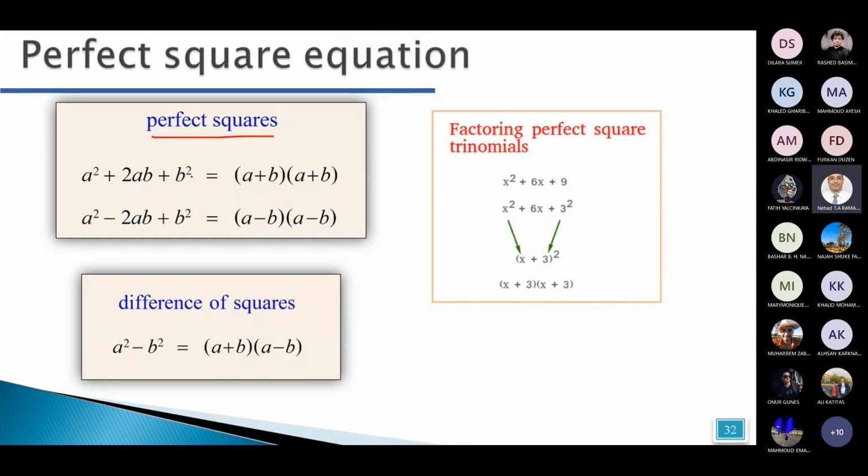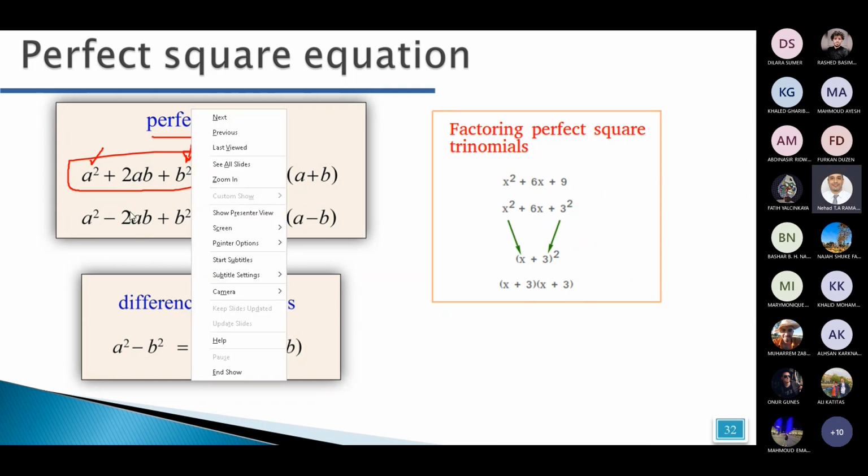This perfect square, this shape of perfect square. You have r power 2, x power 2, or something like this. You have a square here, and you have a square here. Usually this is a square of a number. Like 4 is a square of 2, 9 is a square of 3, 16 is a square of 4, and so on.